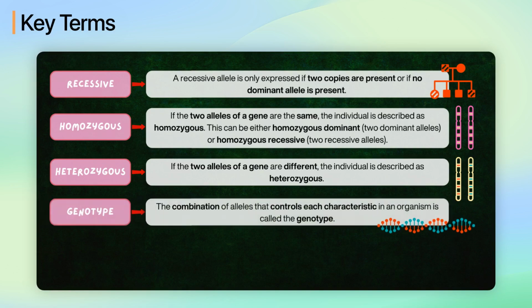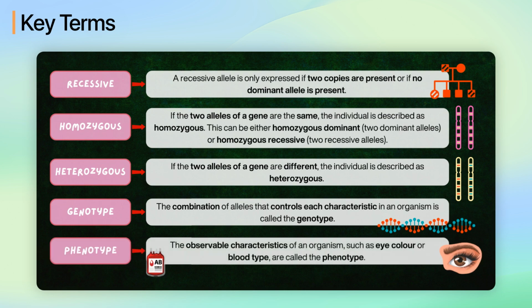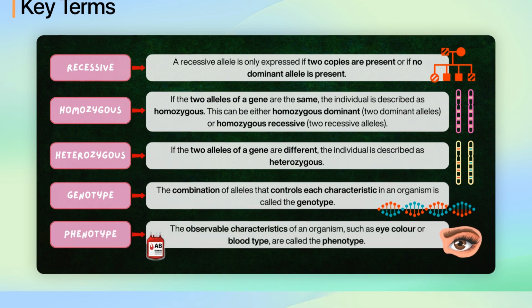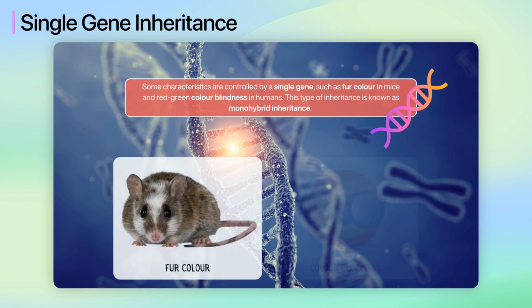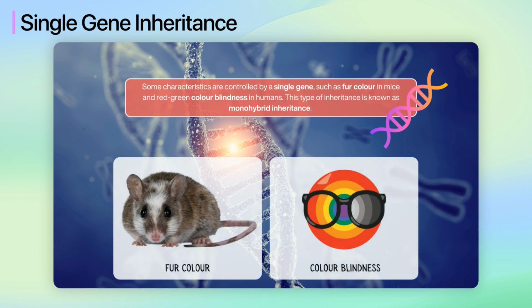The combination of alleles that controls each characteristic in an organism is called the genotype. Phenotypes are the observable characteristics of an organism, such as eye color or blood type. Some characteristics are controlled by a single gene, such as fur color in mice and red-green color blindness in humans. This type of inheritance is known as monohybrid inheritance.